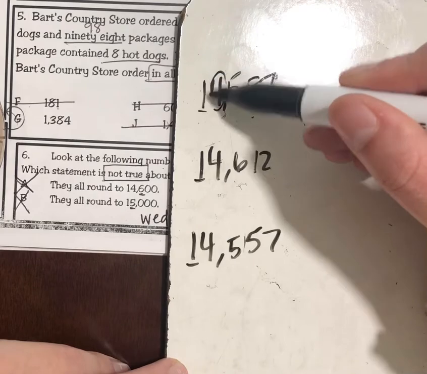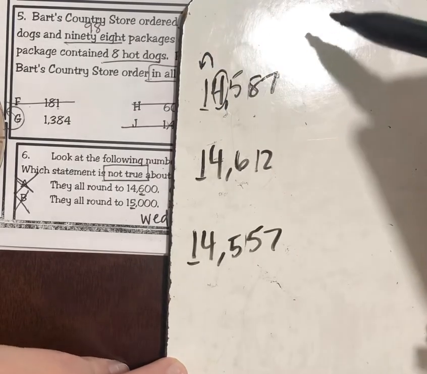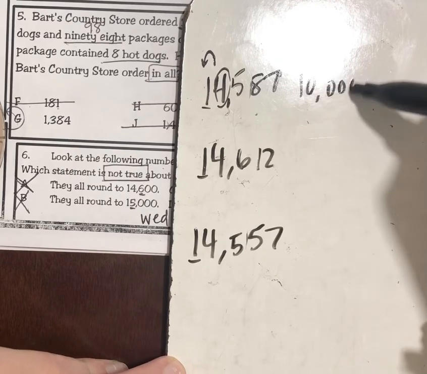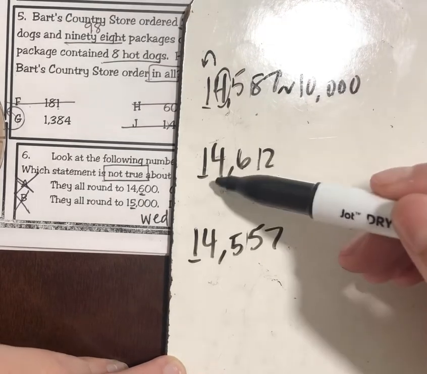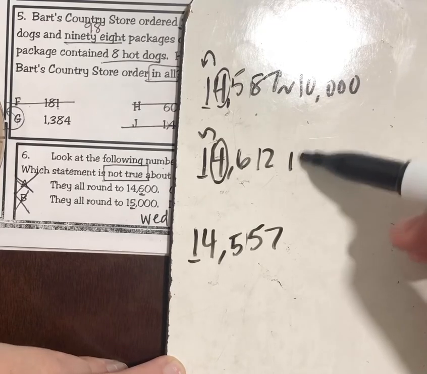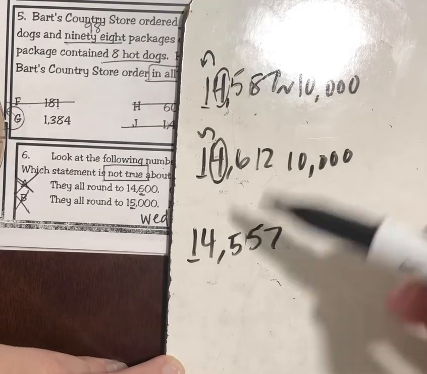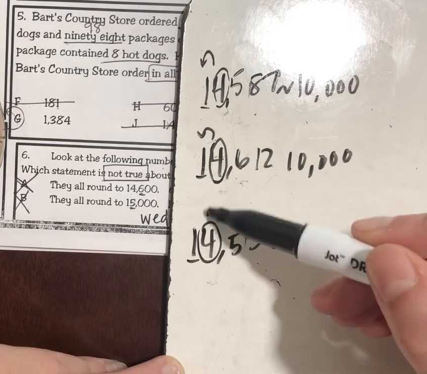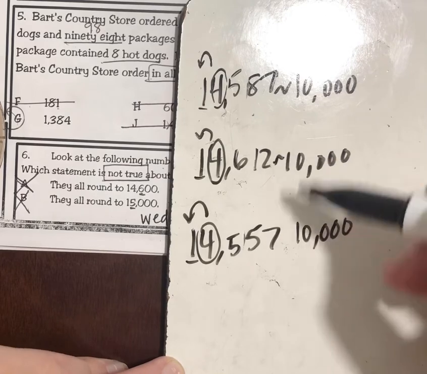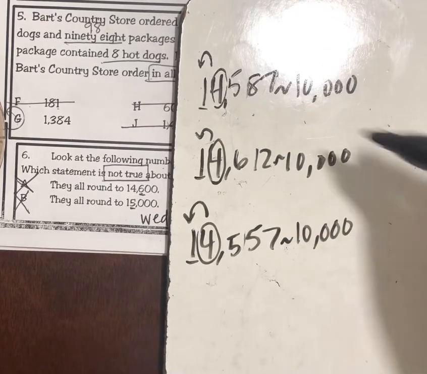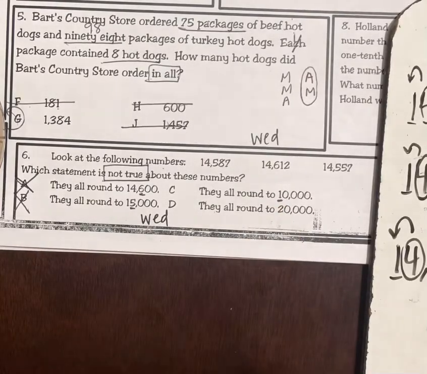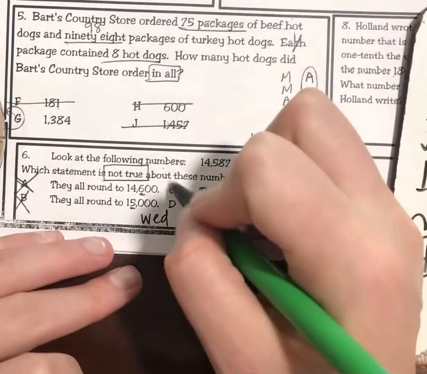And this 4 tells that 1, 4 or less, let it rest, so the 1 stays the same, and everything after that turns to zeros. This 4 tells that 1 to stay the same, everything afterwards turns to zeros, and this 4 tells that 1 to stay the same. Okay, so all 3 of our numbers round to 10,000 on the nearest 10,000, so C can't be our answer.